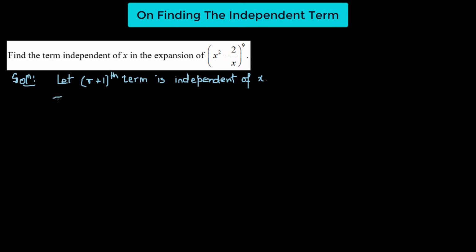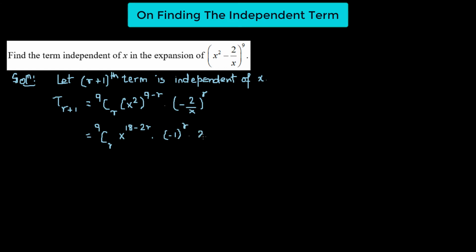Then we try to find out the r plus 1th term, which will be equal to 9cr times the first term, which is x squared raised to the power of 9 minus r, times (negative 2 over x) raised to the power r, which will be equal to 9cr times x raised to the power of 2 times (9 minus r), which gives us 18 minus 2r, times negative 1 raised to the power of r times 2 raised to the power of r divided by x raised to the power of r, which is equal to 9cr times negative 1 raised to the power of r times 2 raised to the power of r times x raised to the power of 18 minus 3r. So this is our t(r plus 1) value.